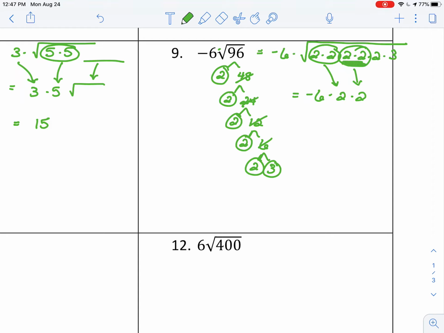Because remember, when you have a pair, that's 4. 2 times 2 is 4. The square root of 4 is regular 2. Inside the radical is anybody who didn't pair up. The 2 times the 3. So we're going to combine those back together. Negative 6 times 2 is negative 12. Negative 12 times 2 is negative 24. So that's my new coefficient. Inside the radical is 2 times 3. Negative 24 square root 6 is then our simplified answer.